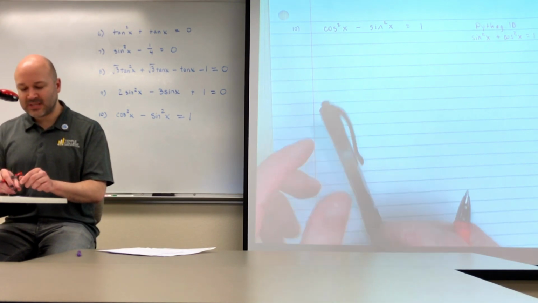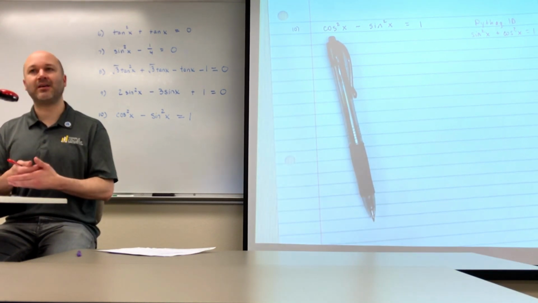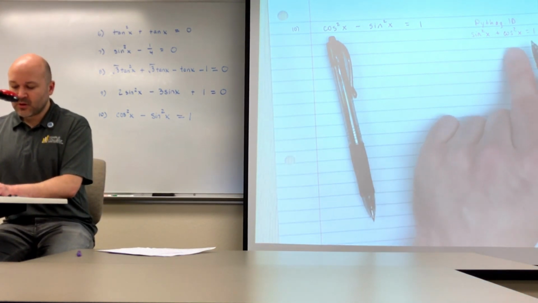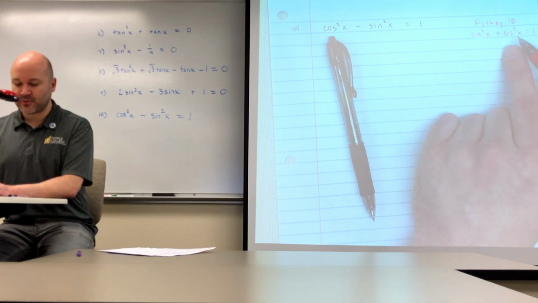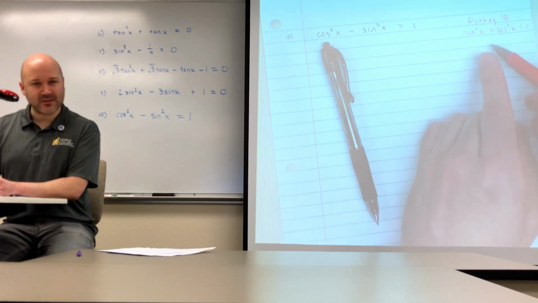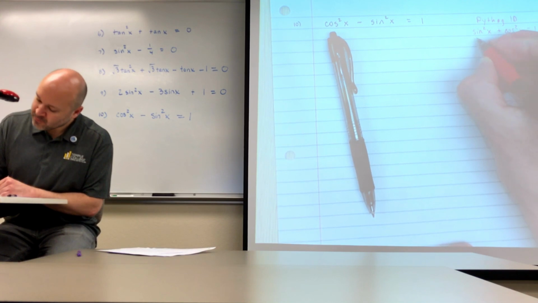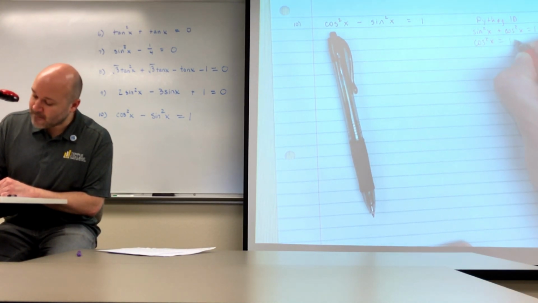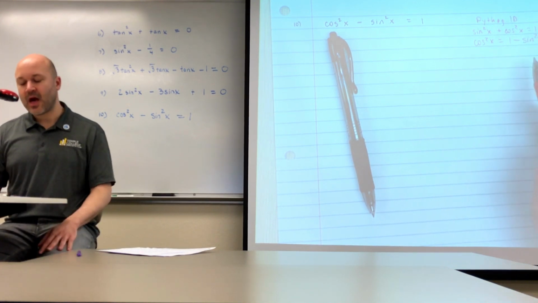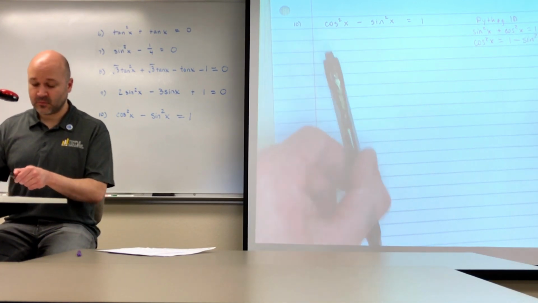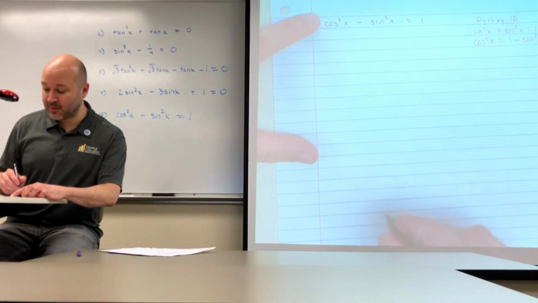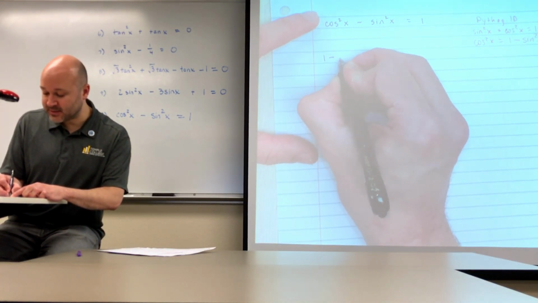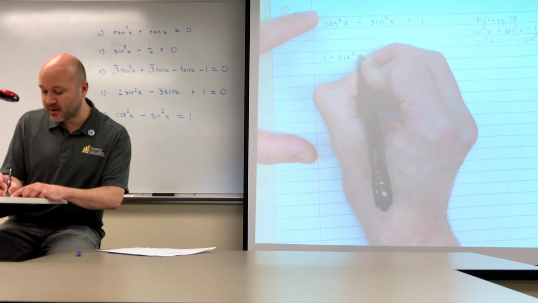So what I would like to do is take this cosine squared and rewrite it in terms of sine. So I'm going to go off and solve that identity for cosine squared. Basically just subtract sine squared from both sides. So cosine squared x is also equal to 1 minus sine squared x. I'm going to make that substitution. Cosine squared x can be rewritten as 1 minus sine squared x.